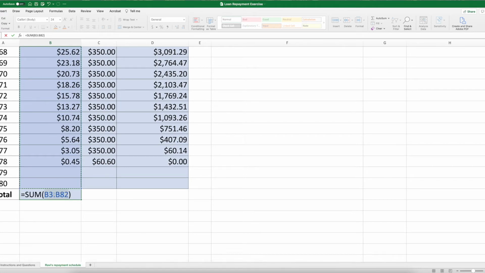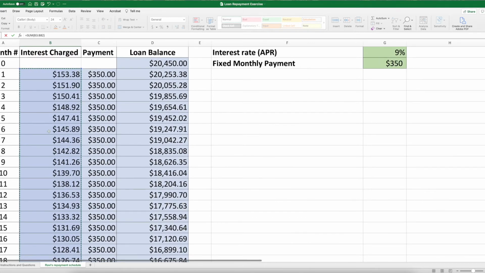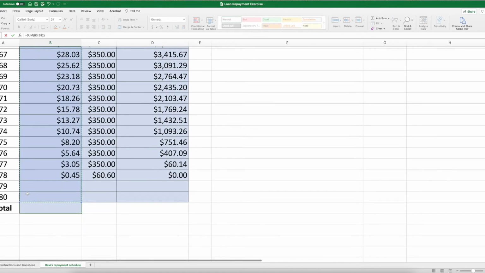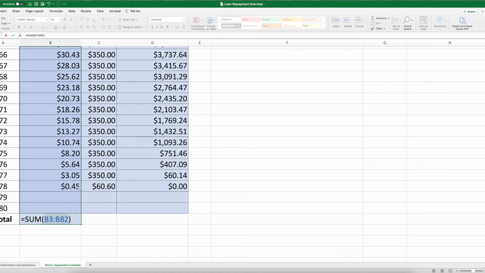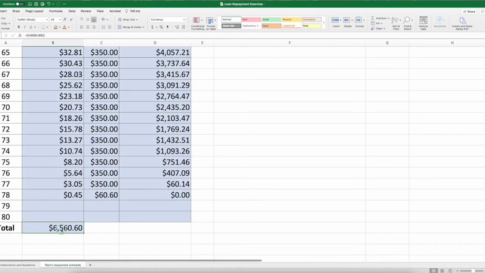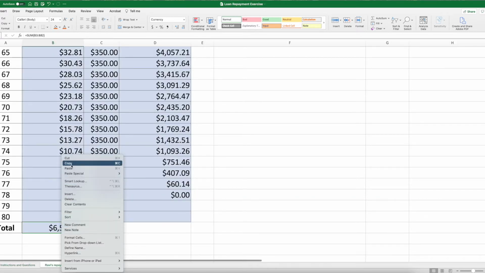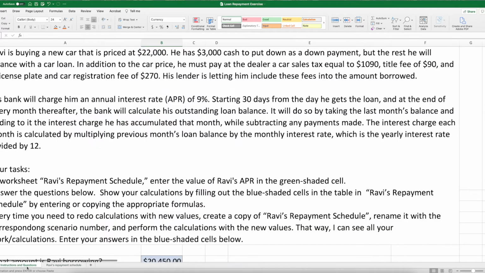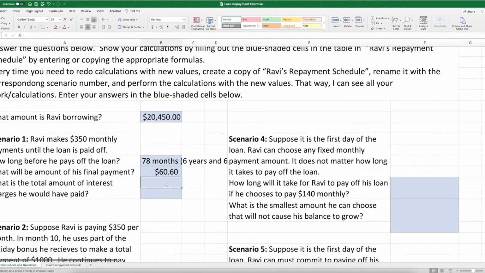Okay. And you check one more time to make sure it's including all the cells, not leaving someone out. It looks good, B3 to B82, and you enter, and it gives you the sum of all the interest that he has been charged over the length of this loan to be equal to $6,560.60. So let me enter that. Let me copy this figure, copy, and then I enter that here.